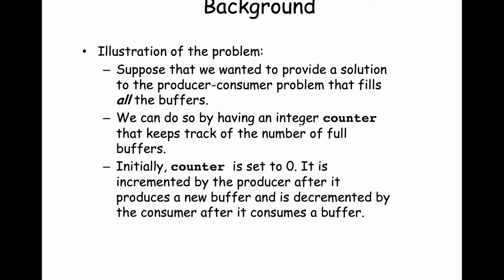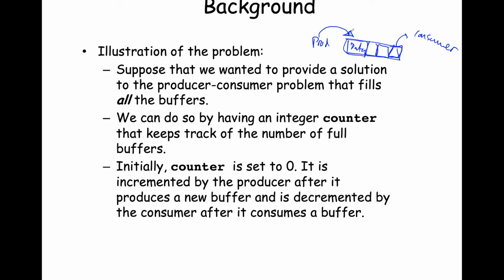You have a buffer, and the producer is a process that fills the buffer with data. So we have the producer, and the consumer takes that data out of the shared data structure. In this case, it's a list or queue, and it does something with it. And so we have the consumer-producer problem, and the goal is to fill all of the buffers in this data structure with information.